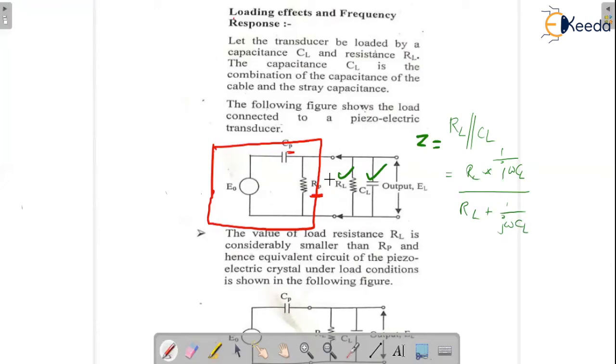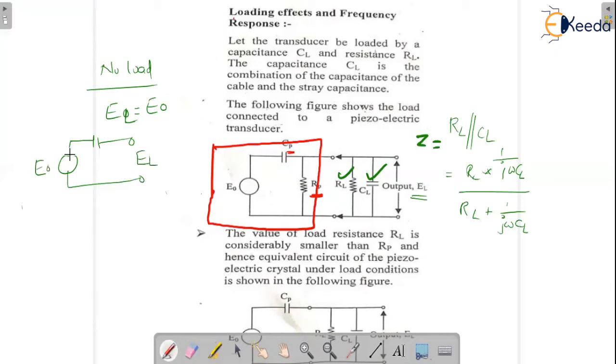Now under load and under no load, you need to understand what is the output. Whenever you don't have this load, and if RP is neglected, under no load, the output voltage EL will be same as the input voltage, because it is something like this. This is EL and this is E naught. So EL will be equal to E naught where RP is neglected and without load.